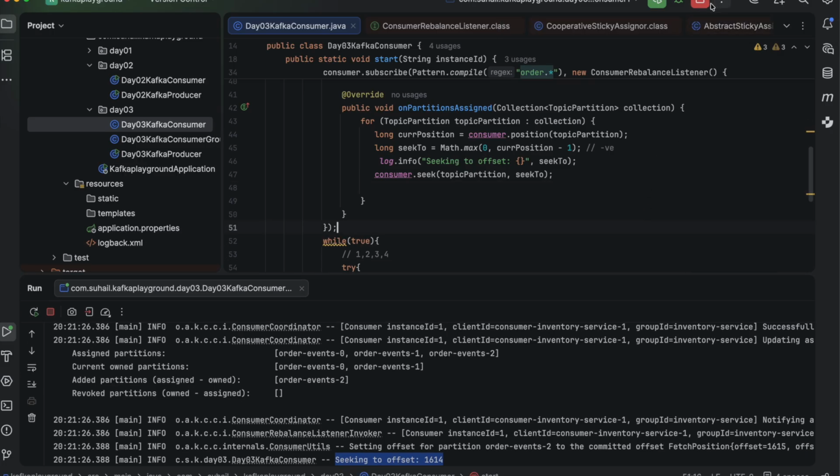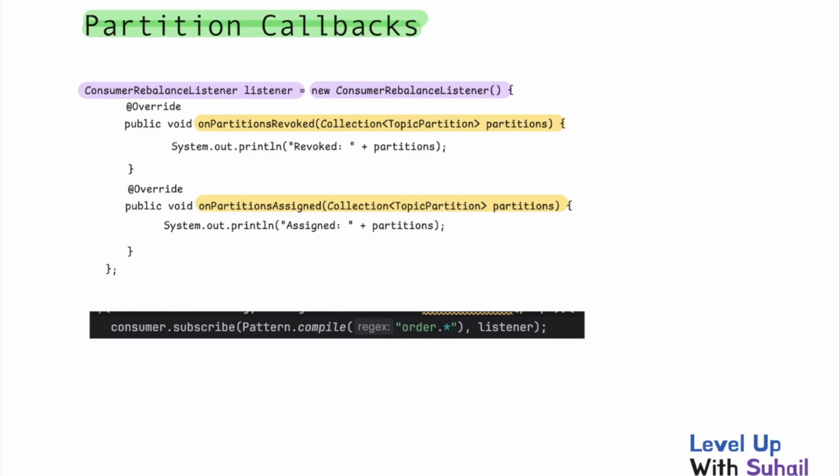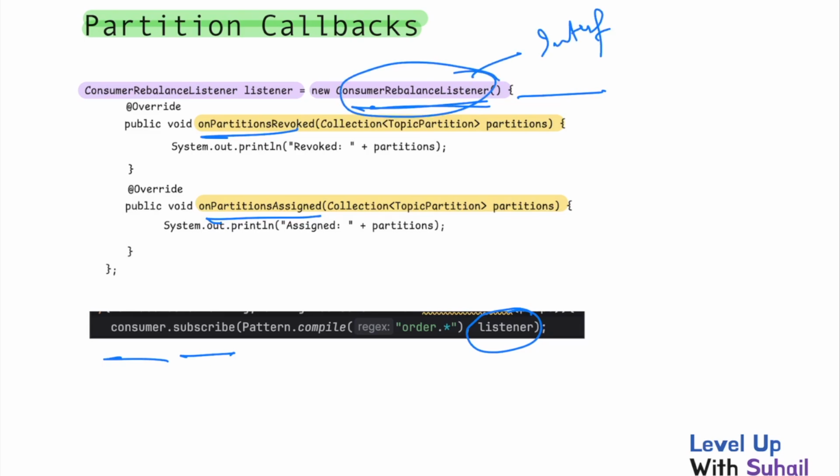So let me stop all this. We have already seen this: the callbacks onPartitionsRevoked and onPartitionsAssigned, and how we pass this as a listener to the consumer. In the subscribe method, we are passing this ConsumerRebalanceListener. This is the interface we have to implement and provide the implementation into the subscribe method.